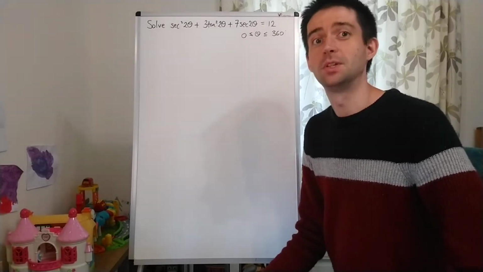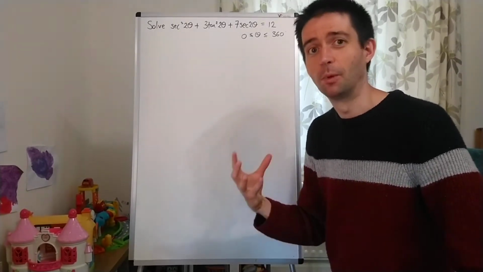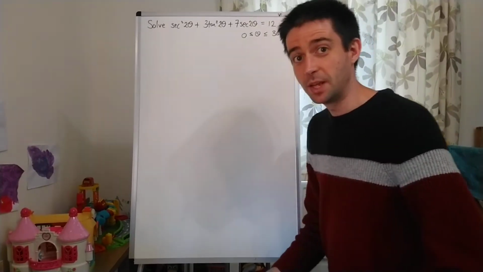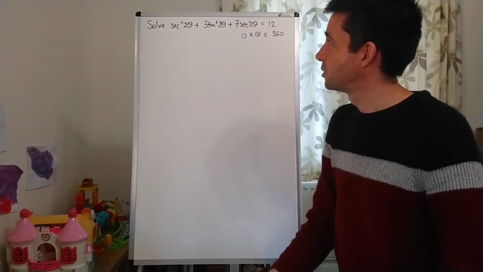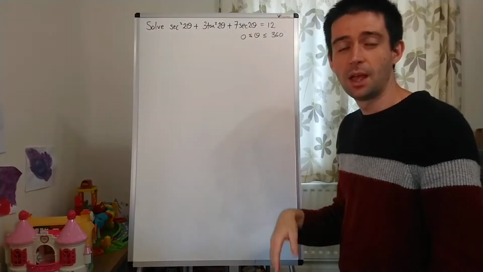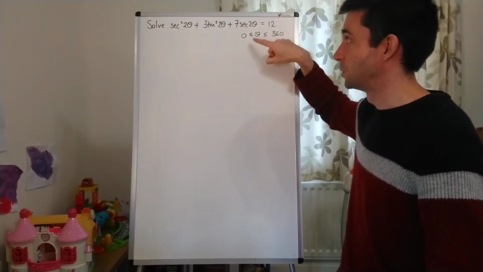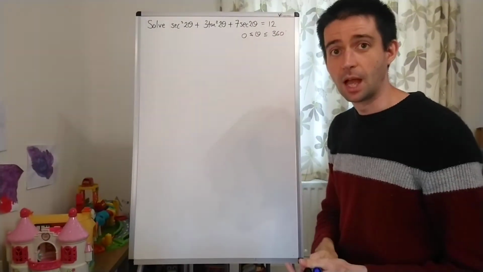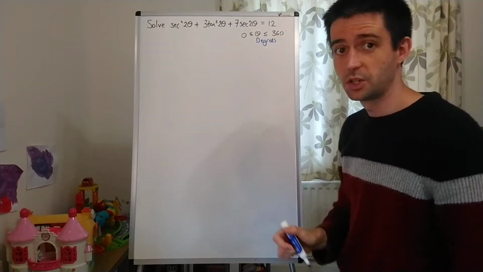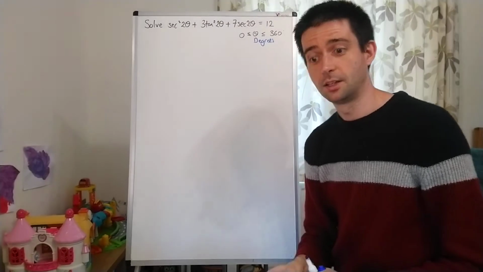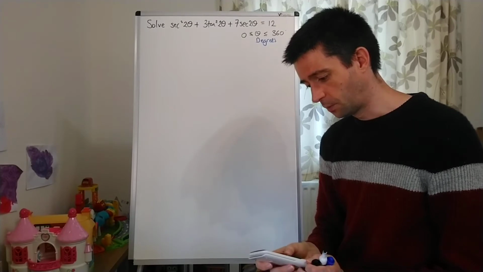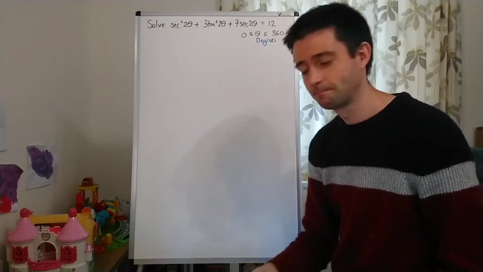This is actually my third attempt at getting this video right because I've been incapable of factorising the resulting quadratic from this equation. This time I'm going to nail it. So here we have sec squared 2 theta plus 3 tan squared 2 theta plus 7 sec 2 theta equals 12. And I'm going to be solving this for values of theta between 0 and 360. So straight away I'm doing what I always do. I'm noting that the question is in degrees mode. I'm checking that my calculator, before I do anything else, is in degrees mode, which it is.